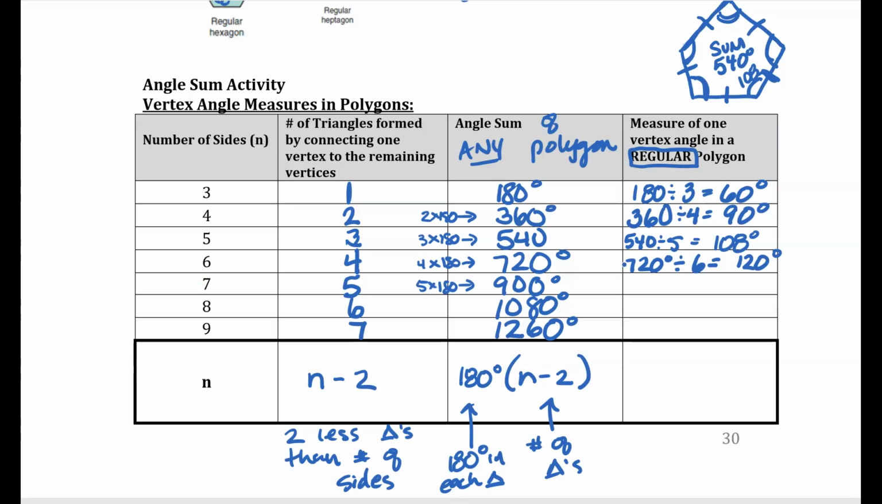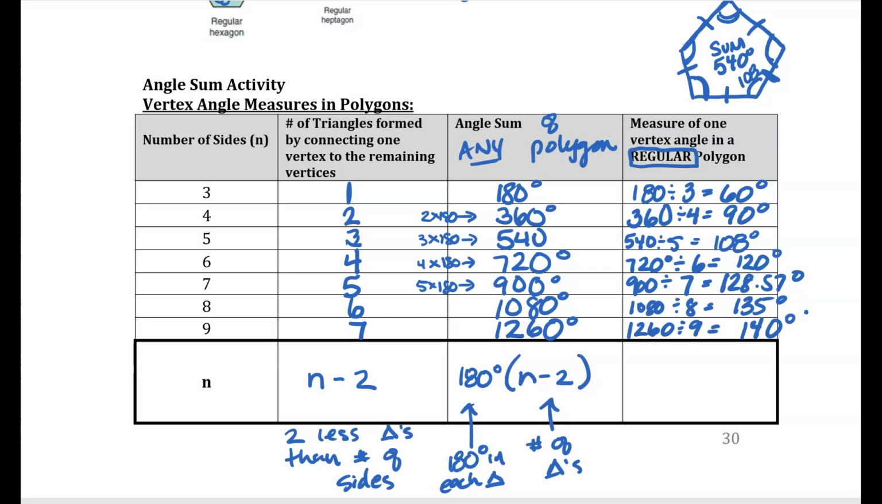For a heptagon, which is a 7-sided figure, you're going to take the 900 and divide it by the 7, and you end up getting 128.57. So sometimes we get measurements that are not whole numbers. That's totally okay. And then 1080 divided by 8 sides, we get 135 degrees each. And then last but not least, if we do 1260 divided by 9, a 9-sided regular polygon is going to have vertex angle measures of 140 degrees each.